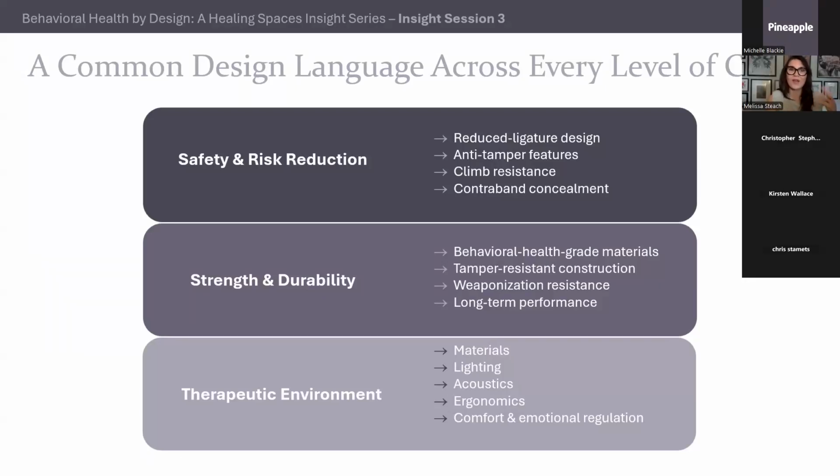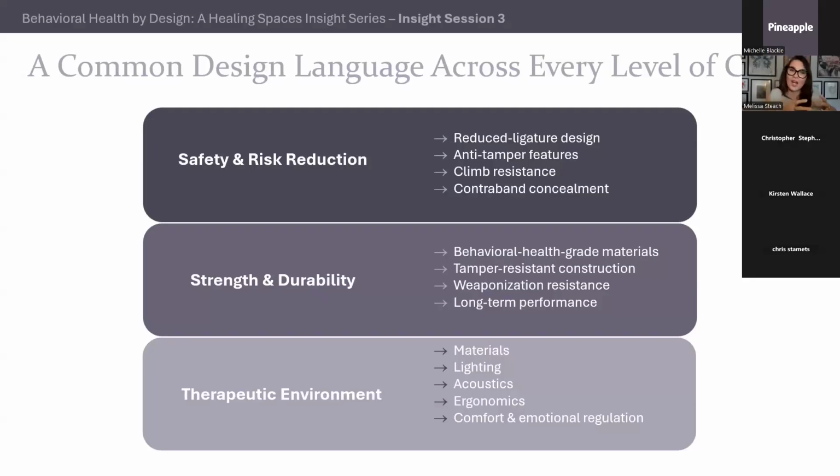And then finally, we have safety and risk reduction. So behavioral healthcare settings require thoughtful approaches to reduce ligature design, anti-tamper construction, climb resistance, and minimizing opportunities for concealment or weaponization. These features help protect both the patients and staff while allowing care to occur in environments that feel supportive rather than punitive. And the most successful behavioral health care environments don't force these priorities to compete with one another. Instead, they integrate them.